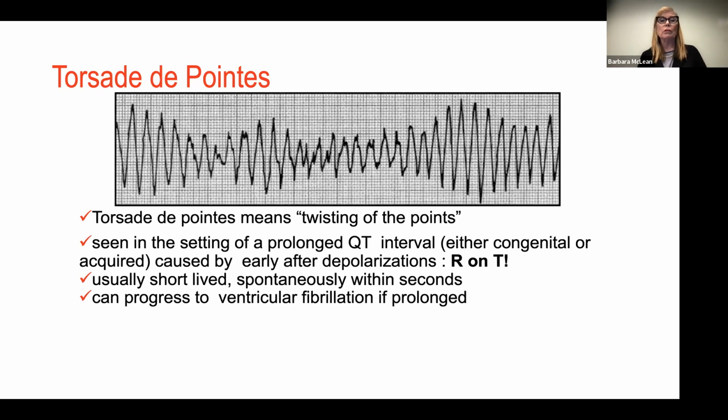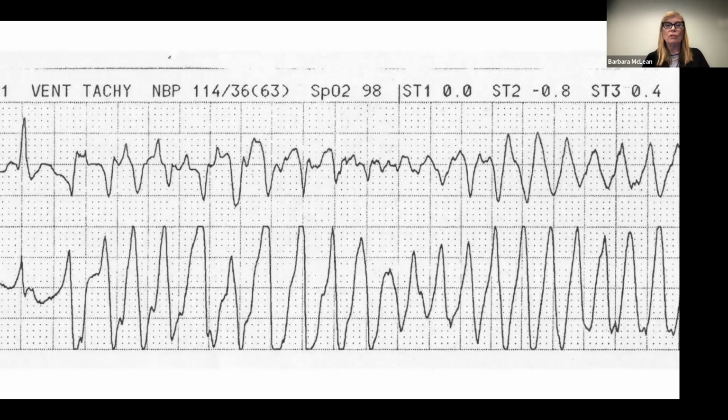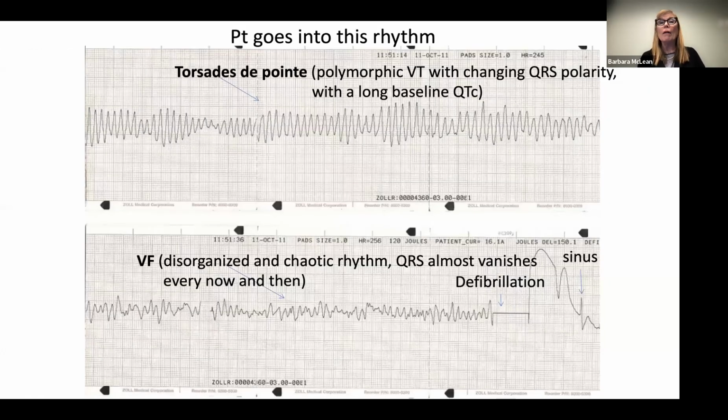Now, again, remember what torsade looks like. It typically, remember, has to occur during a prolonged QT interval. That's either congenital or acquired in the hospital. And that R-on-T phenomenon, which puts you into this twisting of the points, is usually short-lived, oftentimes will resolve itself, but if it prolongs, it will progress to VFib. Okay, so very wide complex tachycardia, more than one focus, sinusoidal, twisting of the points, no discernible P waves. And here again, you're going to see this is called VTAC by your monitor, but this is actually a torsade de pointes. Okay, we're going to look at a lot of them.